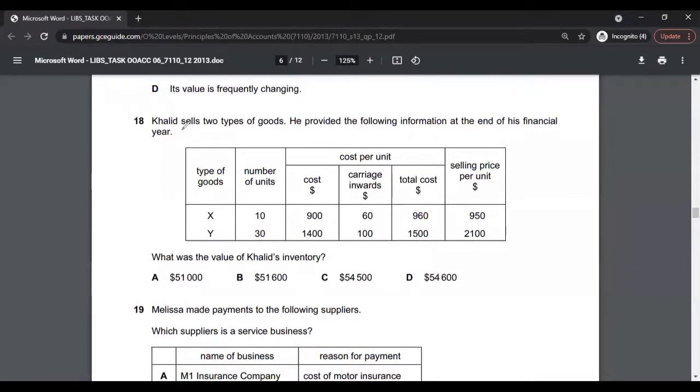Multiple choice 18. Khalid sells two types of goods. He provided the following information at the end of his financial year. Type of goods are X and Y. What was the value of Khalid's inventory? So we need to take the value.